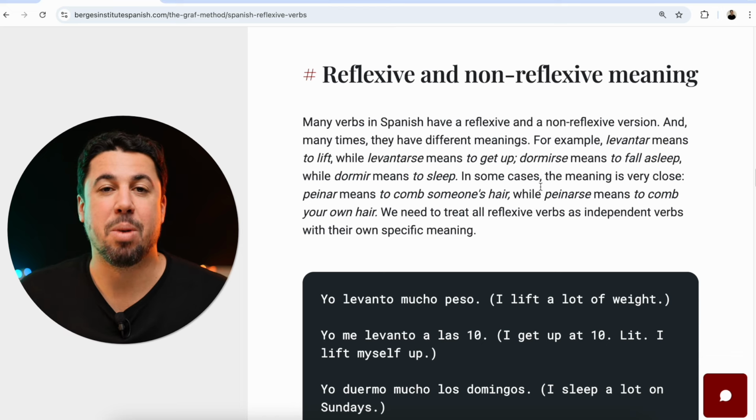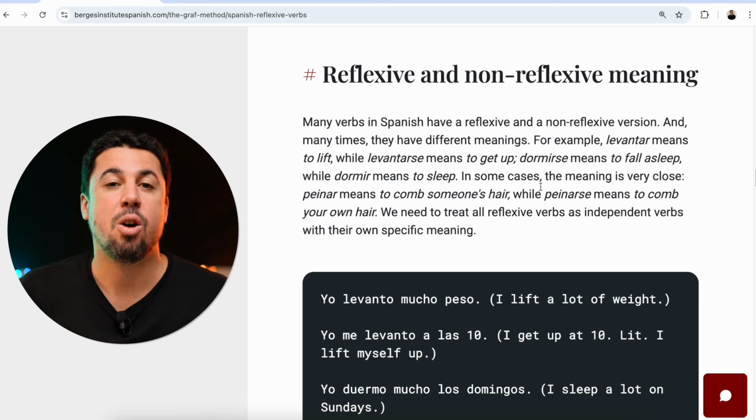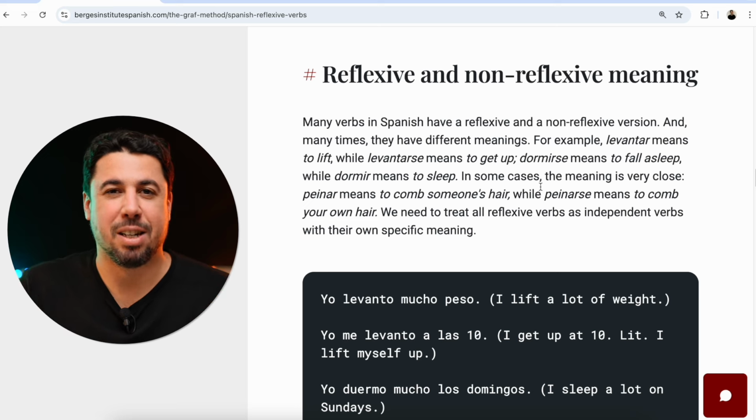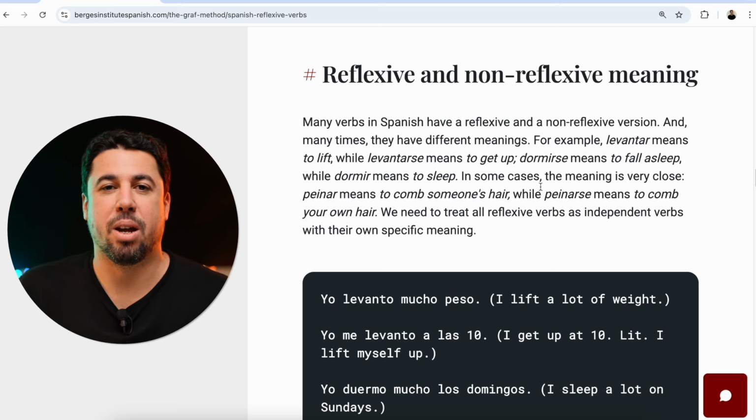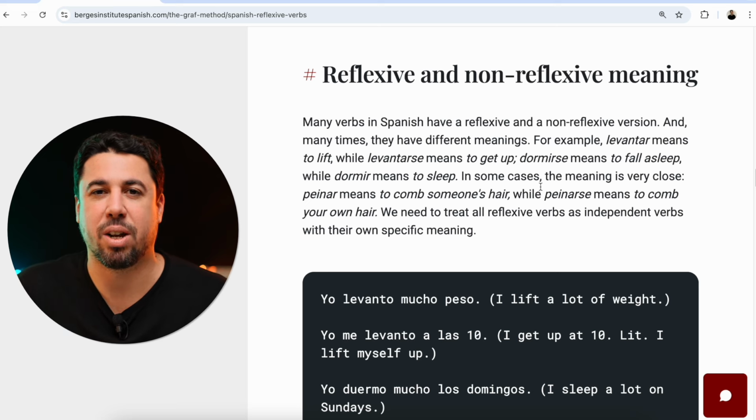In some of them, the meaning is the same, but the non-reflexive one means to do the same thing to someone else, and the reflexive one means to do that thing to yourself. With some other verbs, the meaning is similar but different. With some other verbs, the meaning is completely different. The non-reflexive one means one thing, and the reflexive one means something completely different.